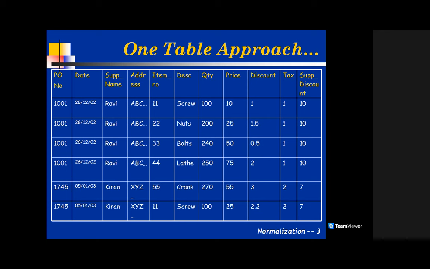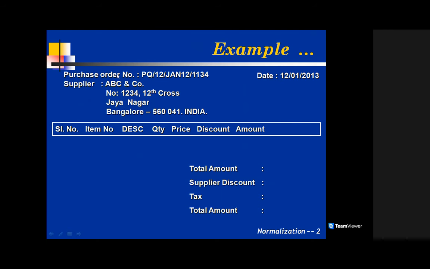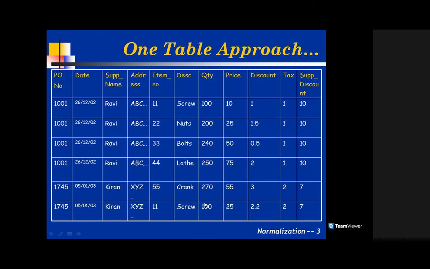So all the data, let me store in a single table: purchase order number, date, supplier name, address, then serial number, item number, description, quantity, price, discount, amount, total amount, supplier discount, tax amount, everything in a single table. So PO number 1001, date, supplier name Ravi, his address is some ABC, and item number, and he is buying some screws.